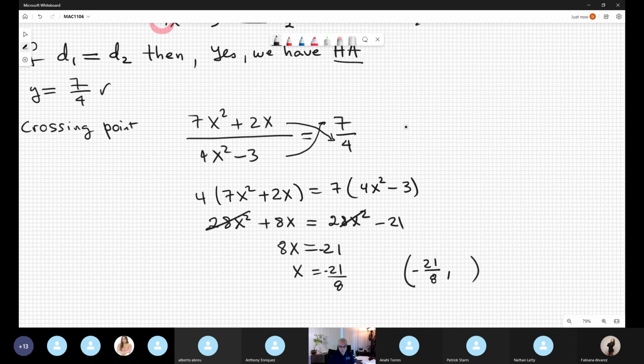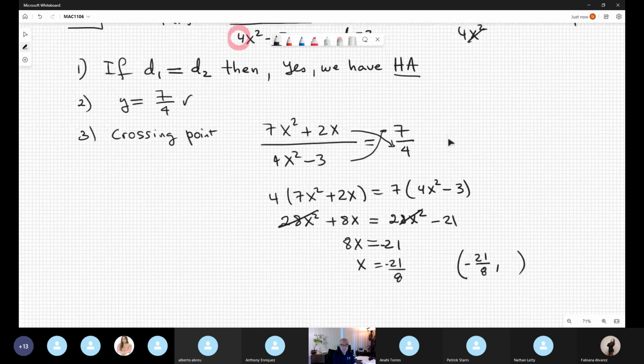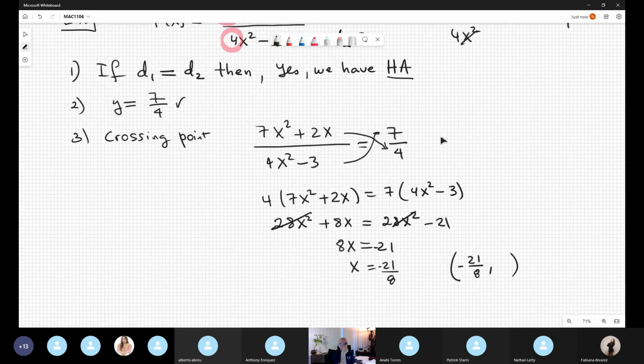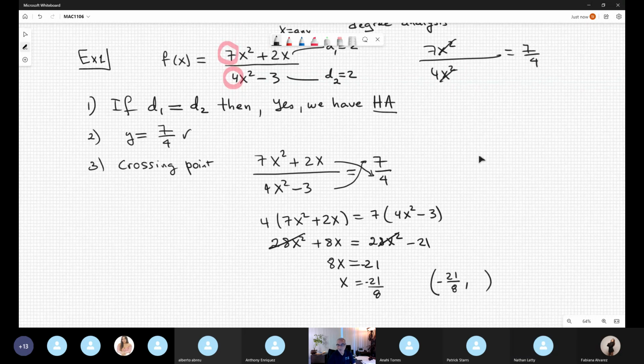Help me. The y value of the crossing point. Yeah? So you don't know it's because you don't pay attention. What is the y value of the crossing point? 7 over 4. Exactly, 7 over 4. It's the y value of the horizontal asymptote. Do you understand very well? The 3 points we analyze.